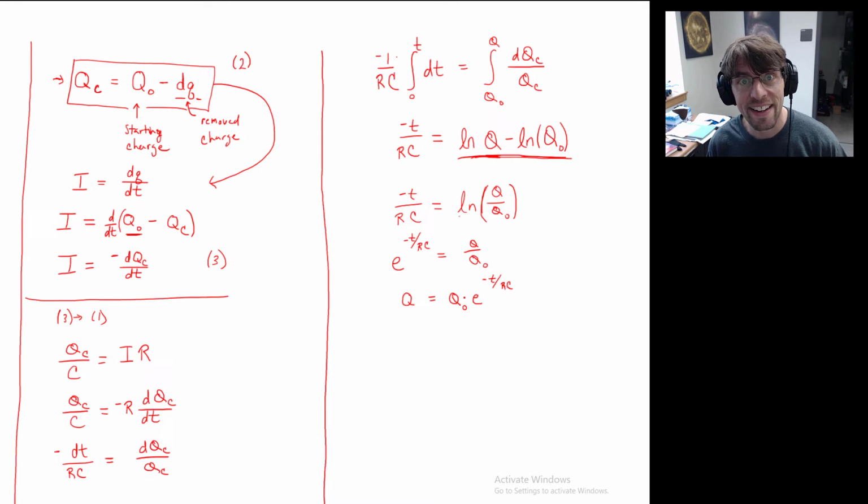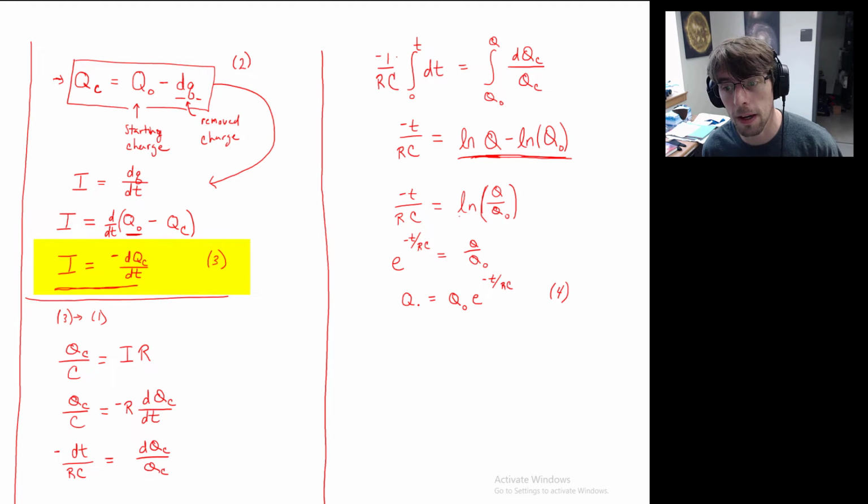Pretty cool, right? Of course, but wait, there's more, right? What happens if I want the current running through the circuit? So I can call this equation 4. If I want the current running through the circuit, equation 3 tells me how to do that. I take the charge on my capacitor and I take a negative time derivative.